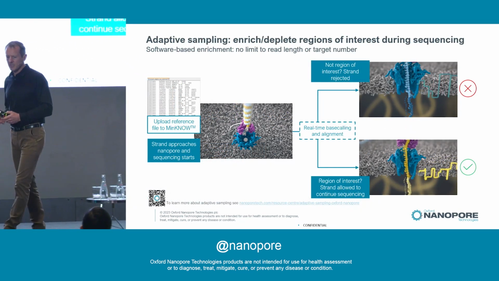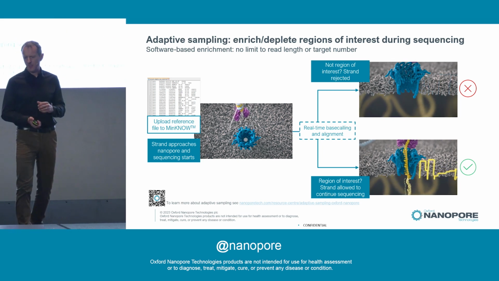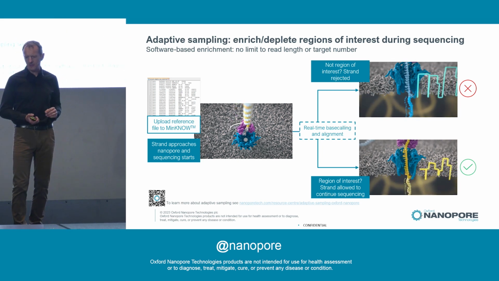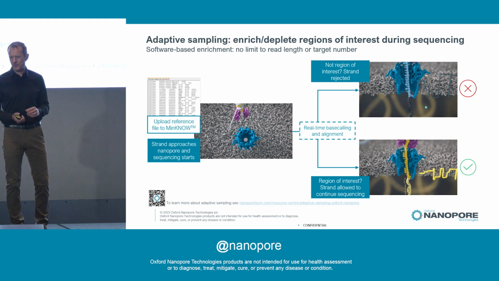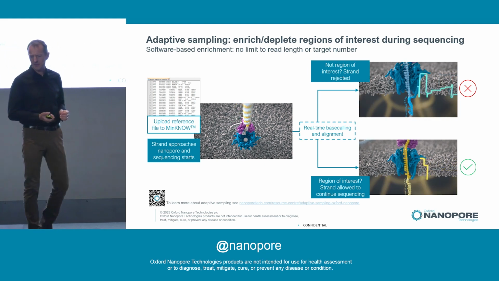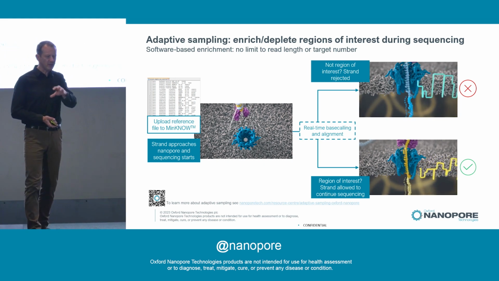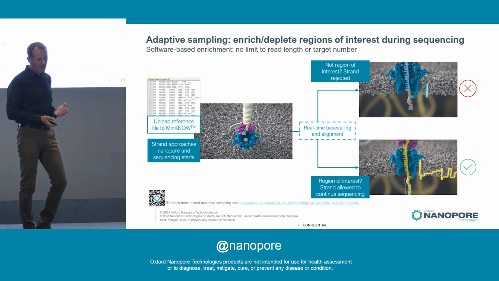But we can do more than just whole genome sequencing, and so I want to move to talking about a very, very nanopore method that you may have heard about, which is called adaptive sampling. But if not, I'm just going to give a very brief overview of how it works.